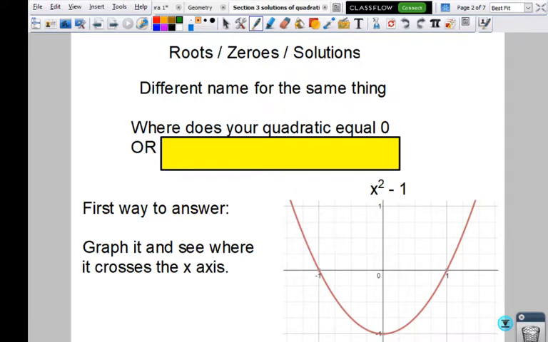Alright, so we started just a little bit of a new chapter before the break, so we're going to keep going. And our new chapter is all about finding solutions, or roots, or zeros. And remember, as we go through, fill these out along with me, because these are worth points.